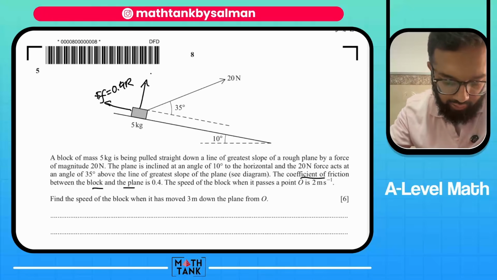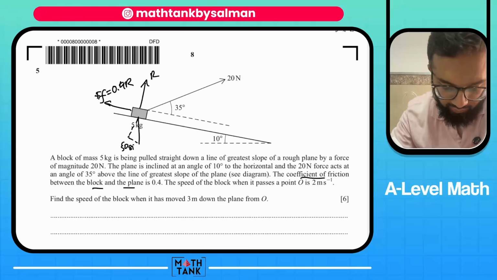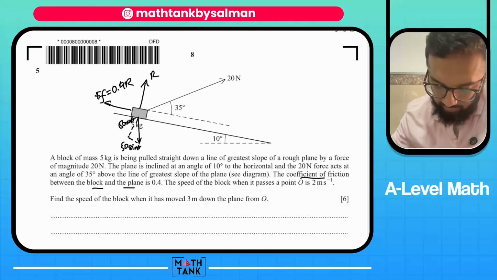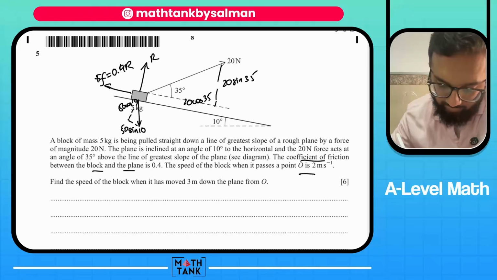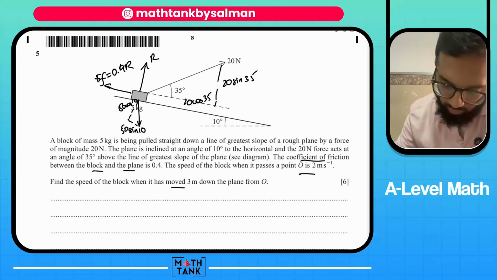Okay, let's draw R. Let's draw the weight as well. 50 sine theta, 50 cos theta. The speed of the block when it passes point O is 2 meters per second. Let's resolve this force as well: 20 sine 35 and 20 cos 35. This theta is 10, so I'm just going to write 10. Find the speed of the block when it has moved 3 meters down the plane from O.